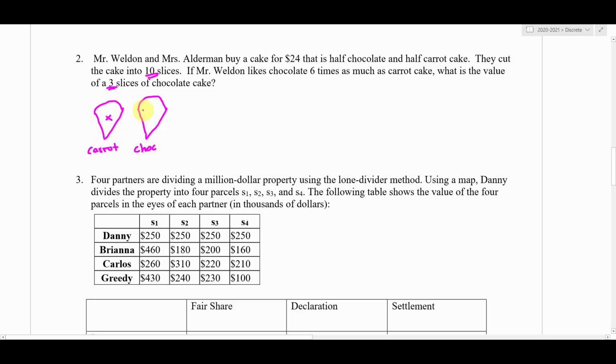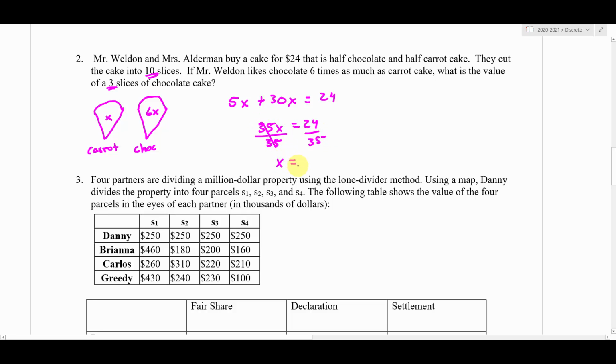Right, so if the carrot cake is worth X, then the chocolate cake has to be worth 6X. And since there's 10 slices in the cake, there's going to be 5 carrot slices and 5 chocolate slices. So it means I'll have 5 X's, and then 5 times 6 X's, which is 30 X's. And all of those have to add up to be a grand total of $24. That was the total value of the cake. So if I combine like terms in my newly created equation, we get 35x equals 24, and then we'll finish that off by dividing both sides by 35.